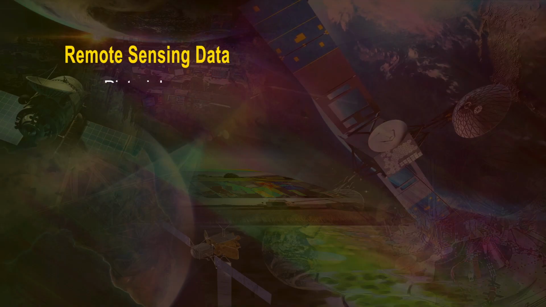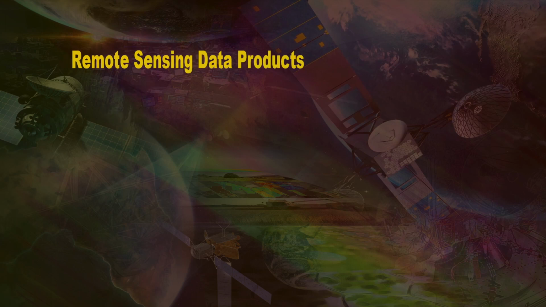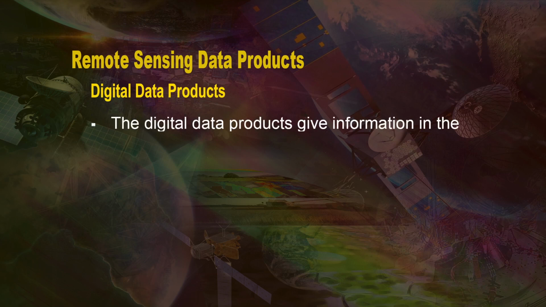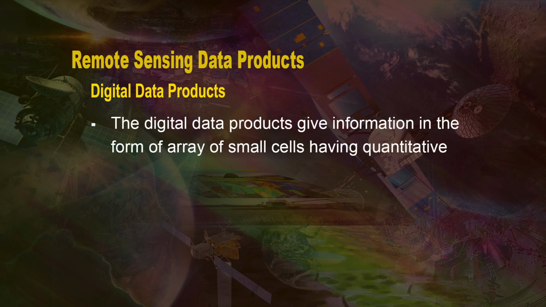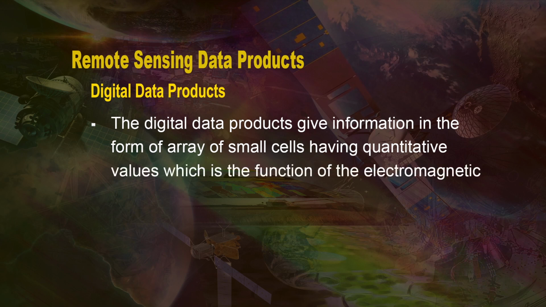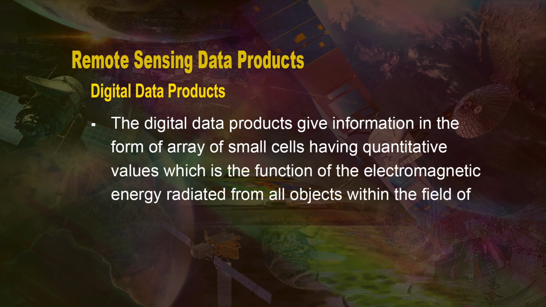Remote sensing data products. The main interest of the social scientist and applied scientist is the data produced by remote sensing techniques. The remote sensing data are of two types: pictorial and digital. The digital data products give information in the form of an array of small cells having quantitative values, which are a function of the electromagnetic energy radiated from all the objects within the field of view.